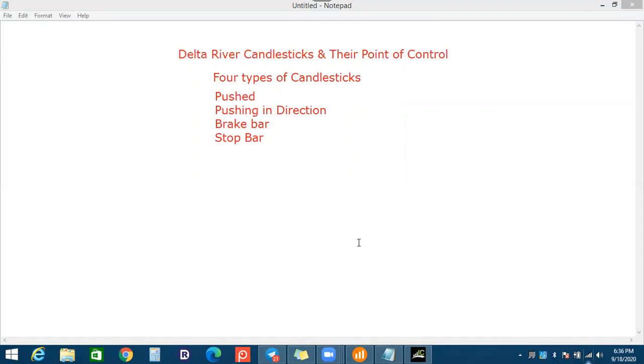So one by one we will understand. Okay, in the green candles, we are drawing the candle. First, I will talk about the pushed bar.